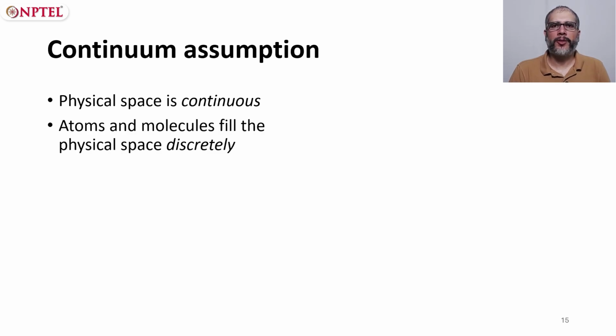However, if we look at solids, liquids, or gases, there's a lot of empty space between molecules in them. So we can say that atoms and molecules fill the space discretely. So matter which fills the physical space is actually discrete and not continuous. So therefore, if I was to talk about a physical quantity like mass or density, technically it will be discontinuous in space, because there will be points in physical space where I'll have no molecule or an atom. That means that there will be no mass there, or I cannot define a density at that point.